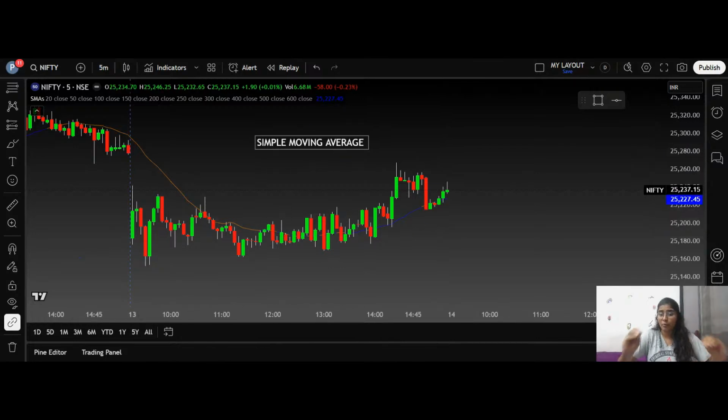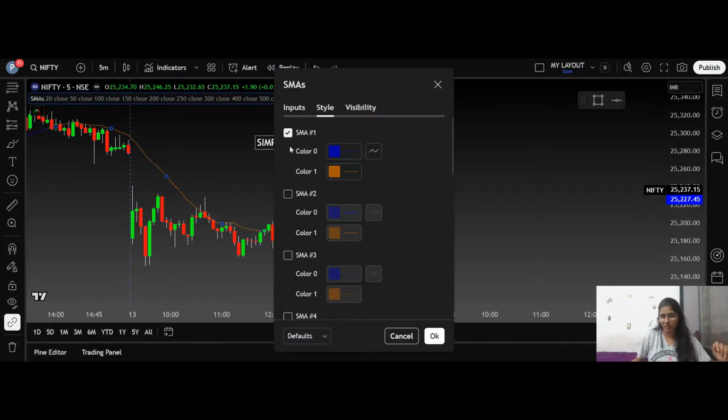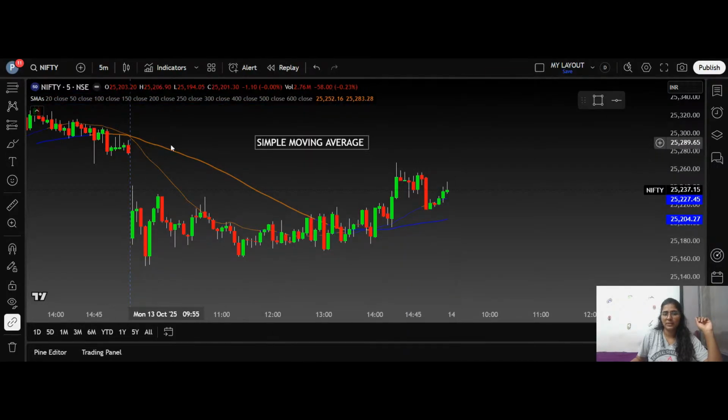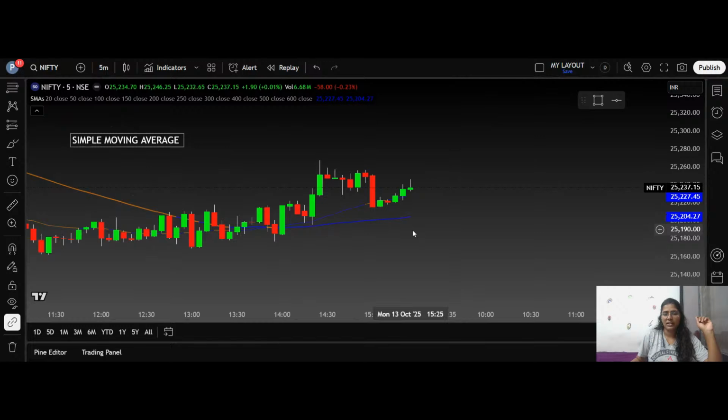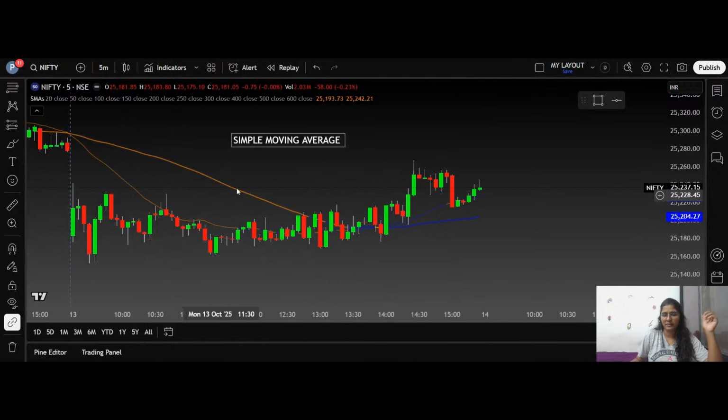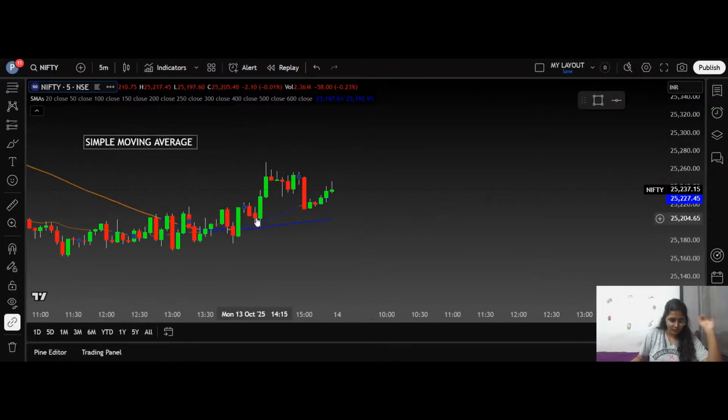So this was a recap of my previous video, and today we are going to see what will happen if we have two SMA crossover, what is the meaning of two SMA crossover, what is the meaning of short term SMA, and what is the meaning of long term SMA. So here are two SMAs, one SMA, second SMA, and here you can see there is a crossover of two SMAs.